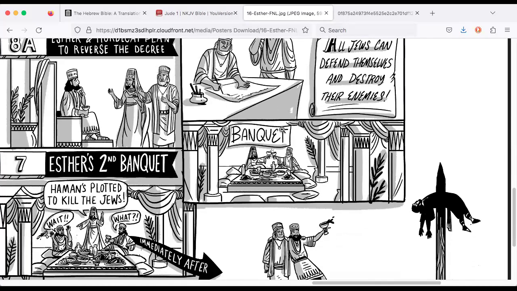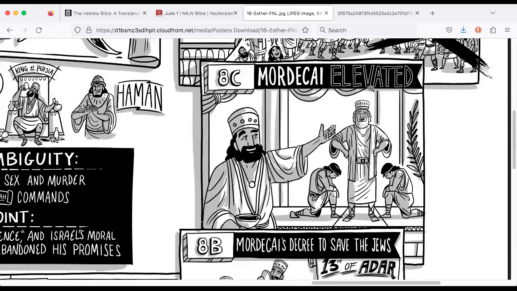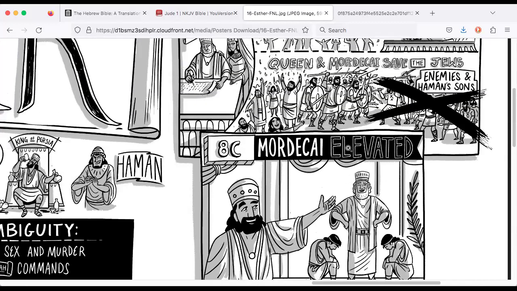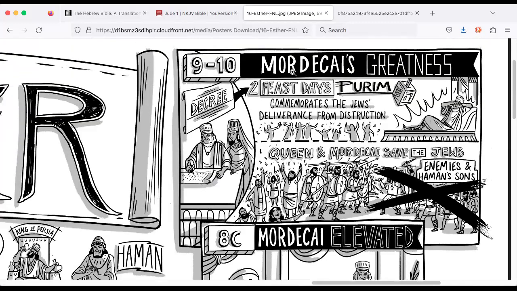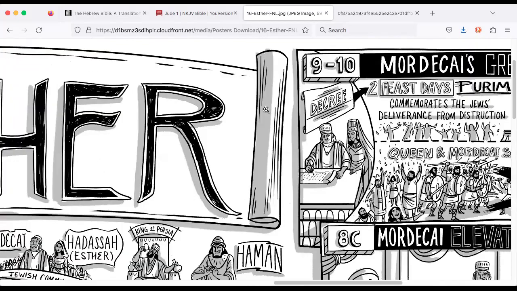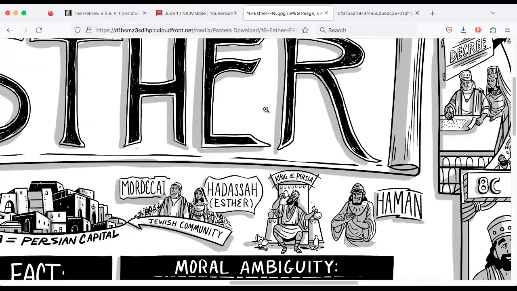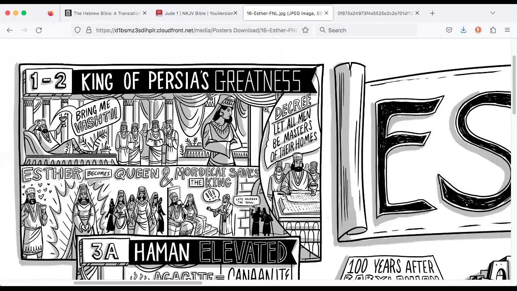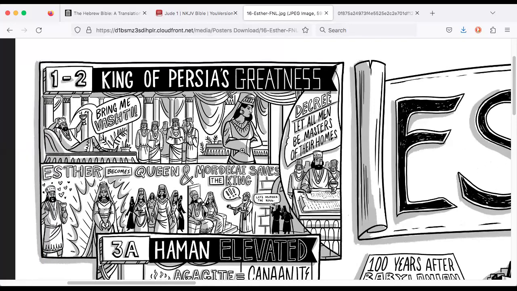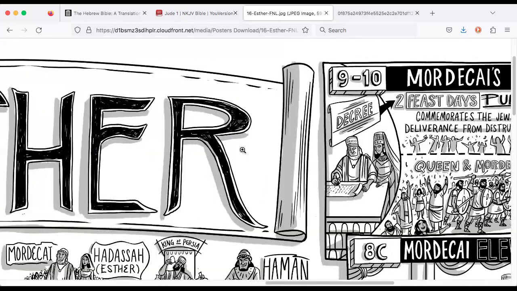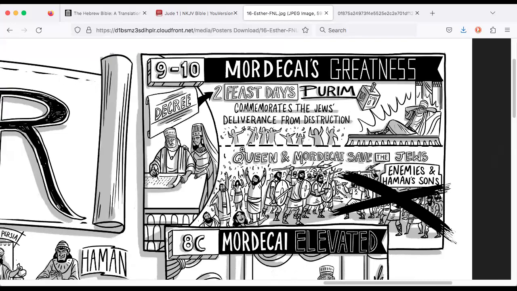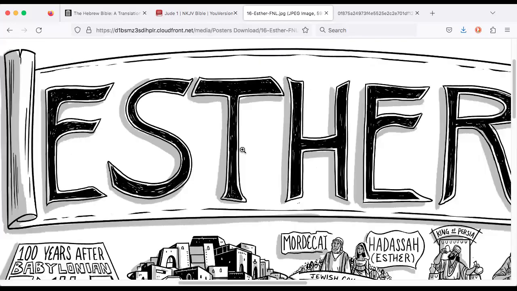And I heard it kind of looks like Mardi Gras or something like that. It's kind of wild. And then what happens is that you have Mordecai elevated after this. Haman is dead. And then at the end, it's all about Mordecai's greatness. So the way that you have this parallel construction is that you have the king of Persia's greatness across from Mordecai's greatness at the beginning and the end of the story.